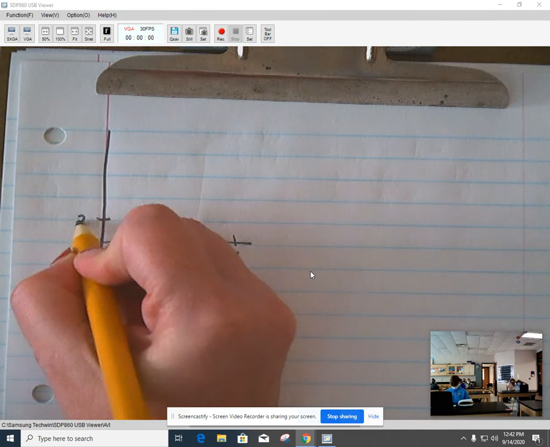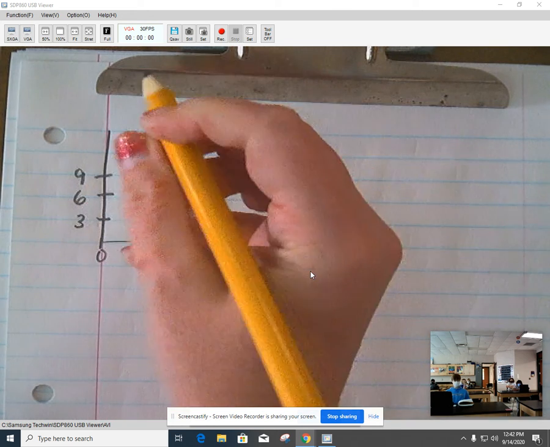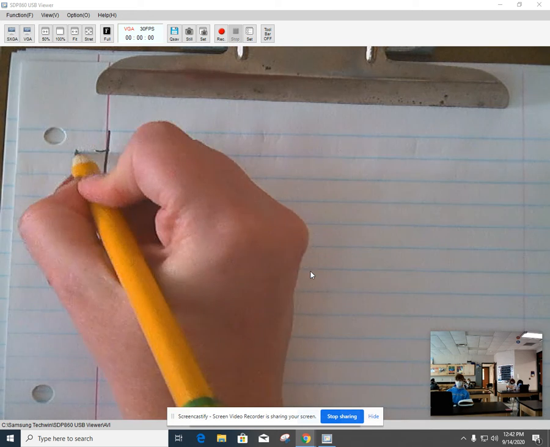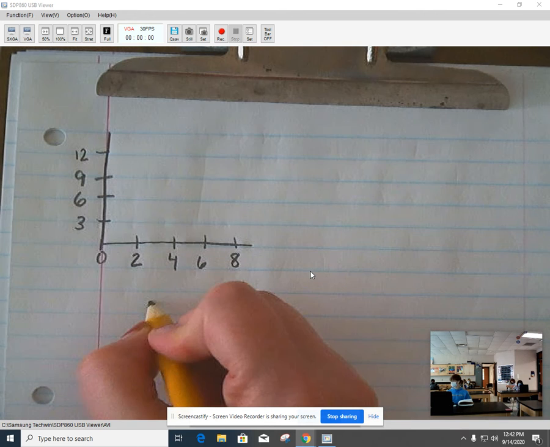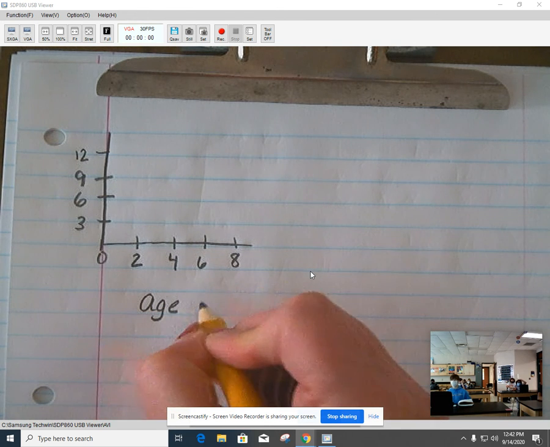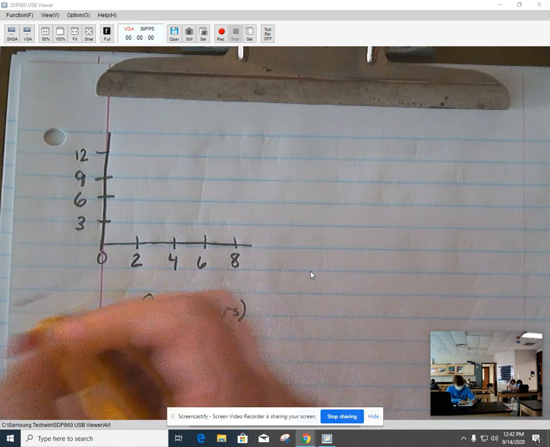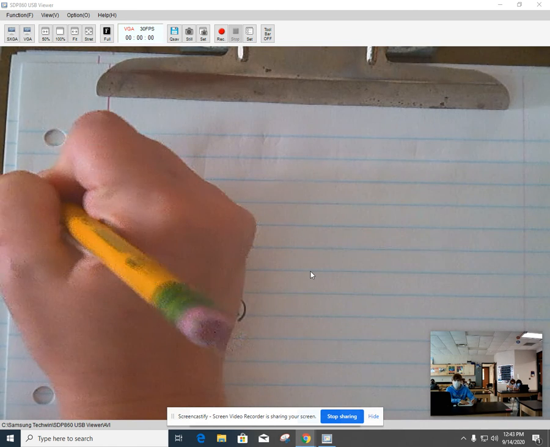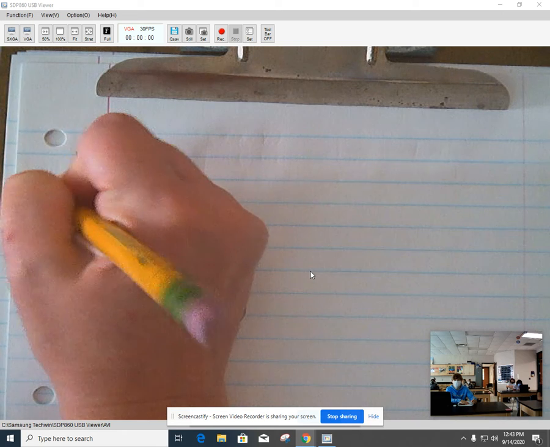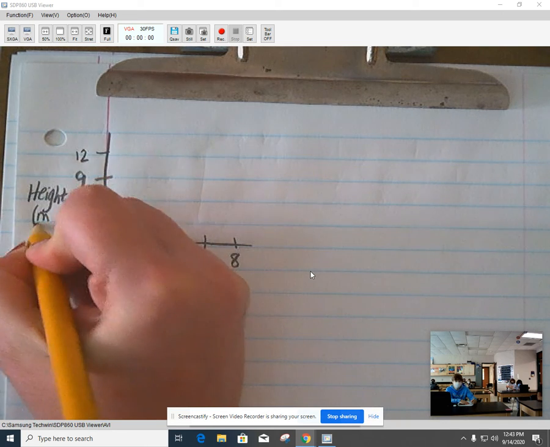And then I'm going to go 3, 6, 9, 10, 11, 12. I am going to say age in years. And over here is going to be height in meters.